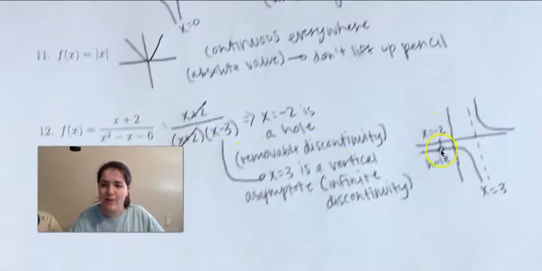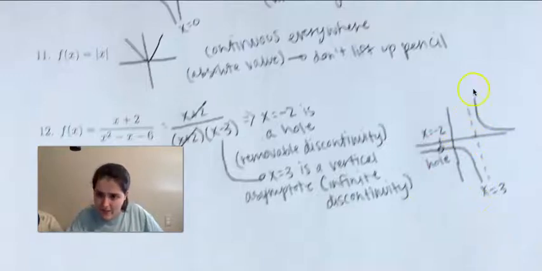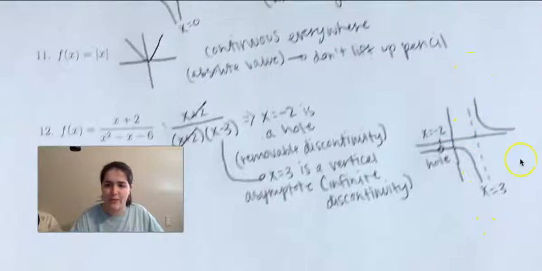So here's the hole. Again, it doesn't make the function go forever in either direction. It's just that one little point, and then the function is continuing. But here we have the asymptote, and that's where they're going forever in the different directions. So that's where you can kind of see the infinite versus removable.